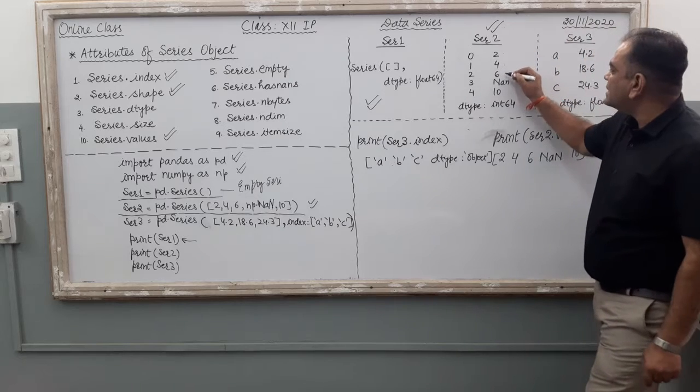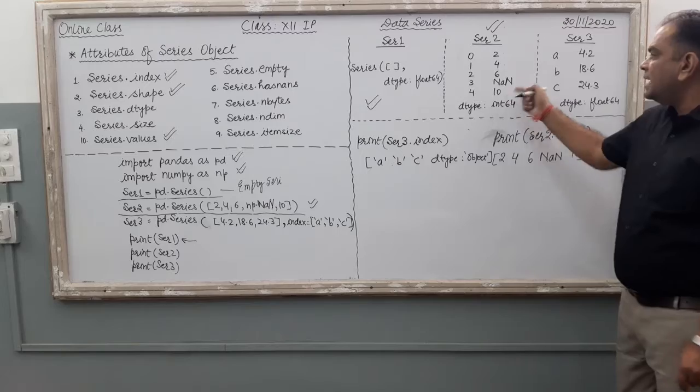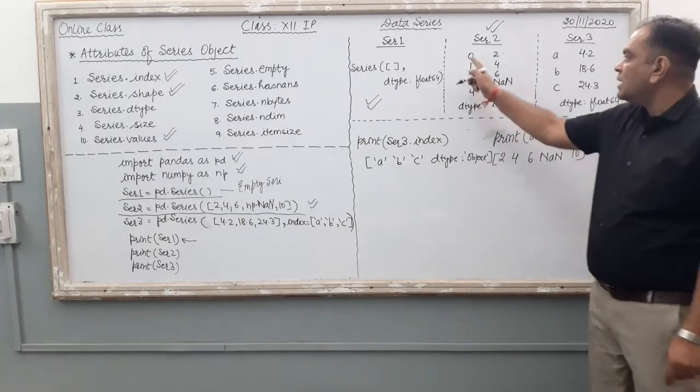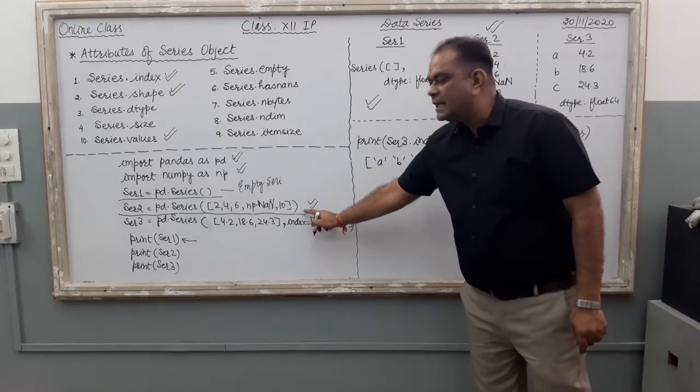Right, so here series 2: 2 4 6 NaN 10. Just see 2 4 6 NaN 10. NaN, not a number, N is capital. Then 10. Clear? टोटल इंडेक्स आ 0 1 2 3 4. ये प्रिंट हुआ SCR2 सीरीज, ये बनी.